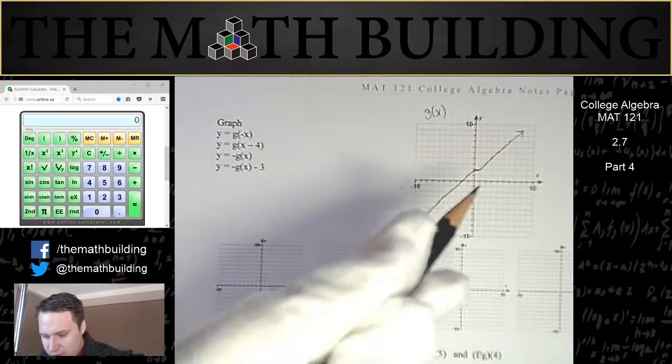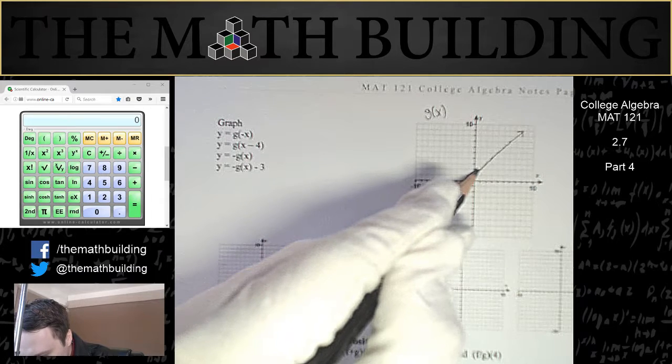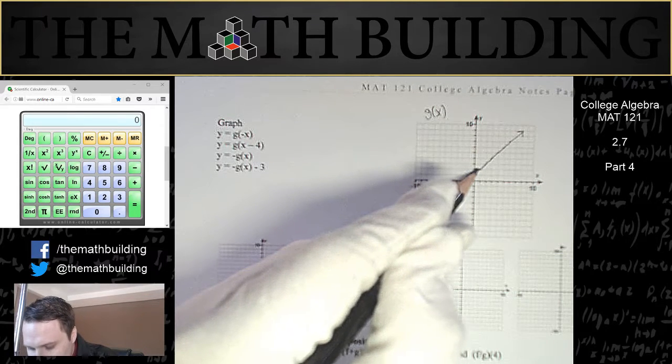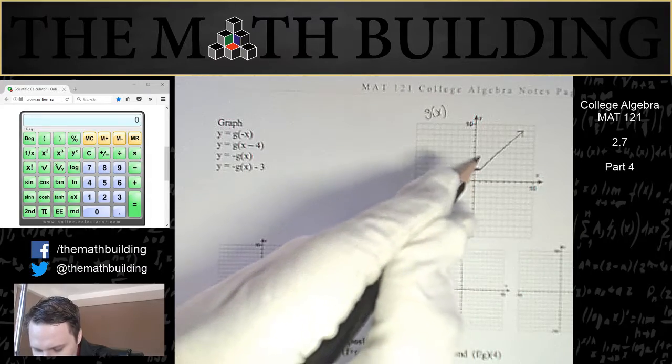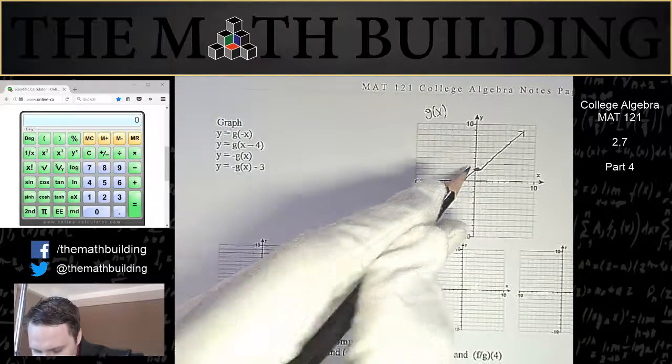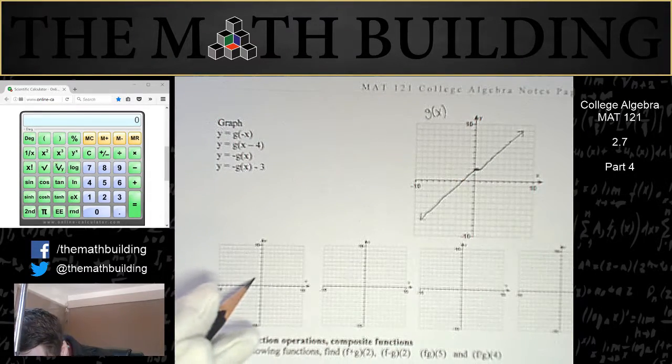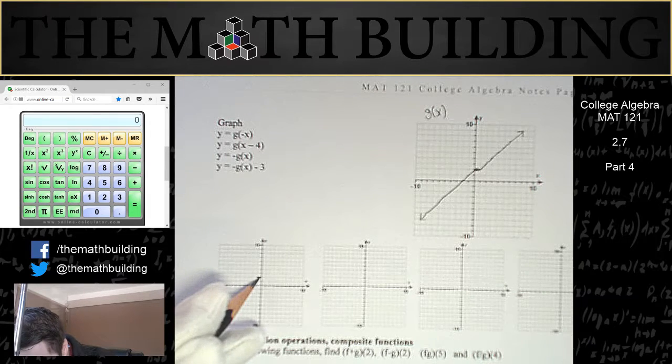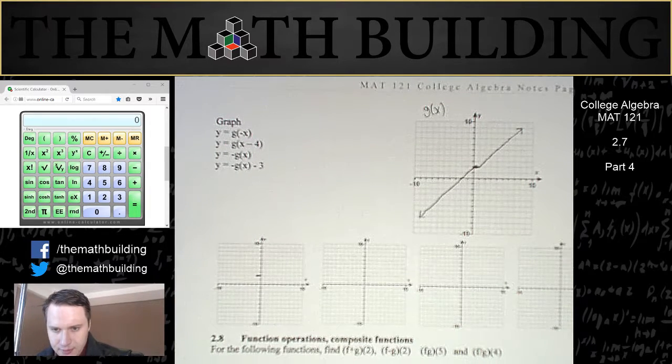So here's how I would do that. I would start with this flat piece because that's kind of my anchor. Do you see how the flat piece moves 1 to the right? Well, if it's reflected across the y-axis, it's going to move 1 to the left. So I'll put that little line right there. Can you see that?